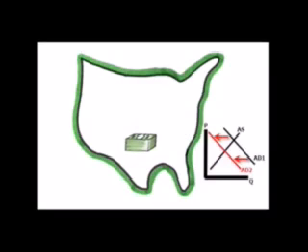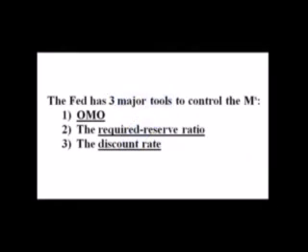The question now is, how does the Fed control or make changes to the money supply? The Fed has three major tools to control the money supply. 1. Open market operations, or OMOs. 2. The required reserve ratio. 3. The discount rate. How does each of these work, and which tool or tools does the Fed prefer? Let's take them one at a time.